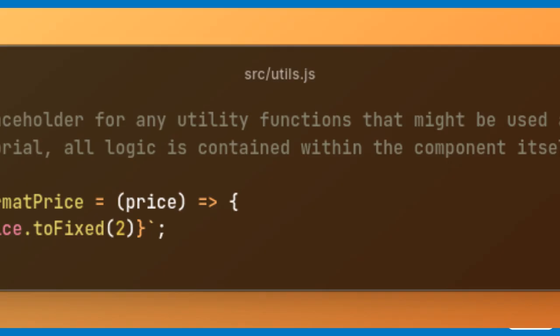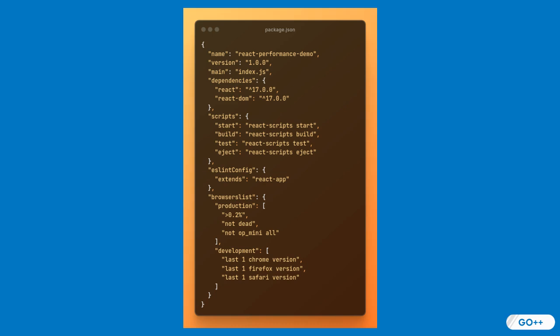Next, we examine a utility file that might be used to handle common operations, such as data transformation or formatting, although in this example, we'll focus on the main component. Finally, let's look at the configuration file, package.json, which includes essential project metadata and dependencies. Due to its length, only the most relevant sections are shown here.